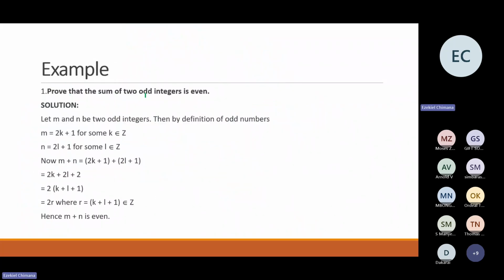Then prove that the sum of two odd integers is even. You are being asked to prove that every time you add two odd integers, you are going to get an even number. And you are supposed to use the direct proof. So the first assumption is that we take m and n as two odd integers. Then by definition of odd numbers, we know that an odd number must be of the form 2k plus 1.